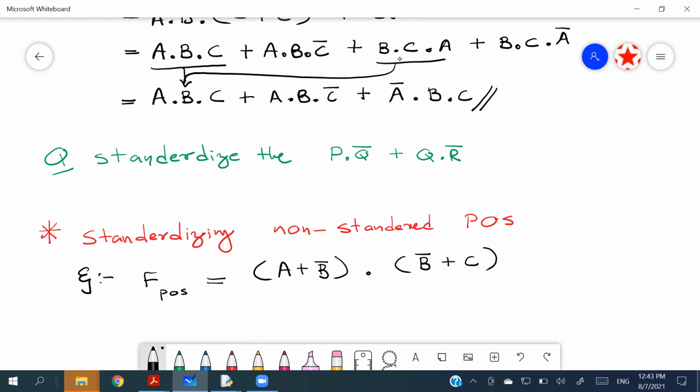So I'll ask the same question again. What is the value that you can add to a term without changing its original value?